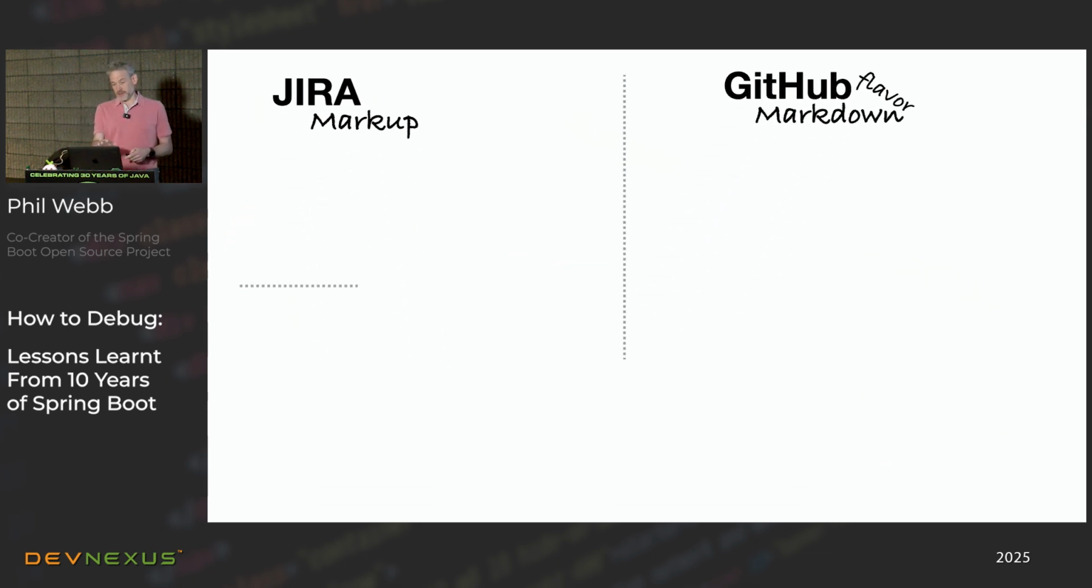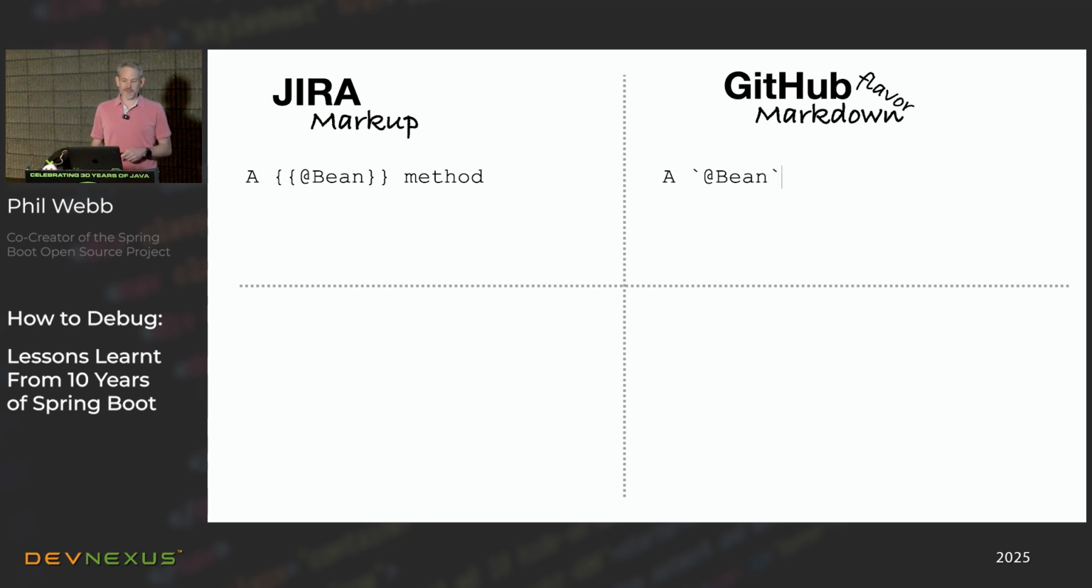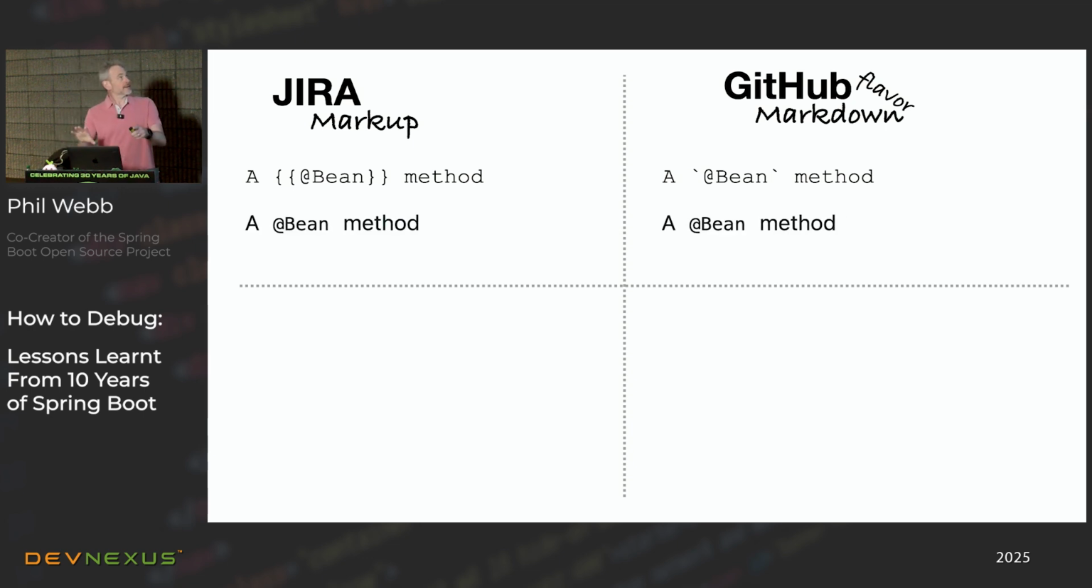But if we look at these two, there's two pieces of markup that you really need to learn. I recommend trying to learn more, but these two will get you a long way. The first is if you want to do inline monospace text. With Jira, it's two little squiggles, and with GitHub Markdown, it's backticks, and that will give you text that looks like this.